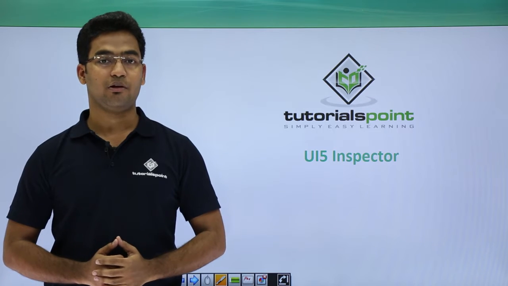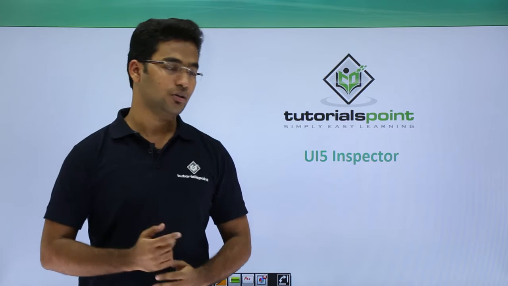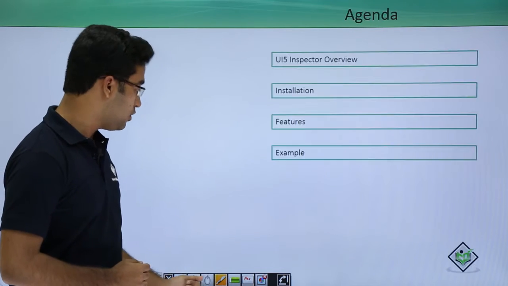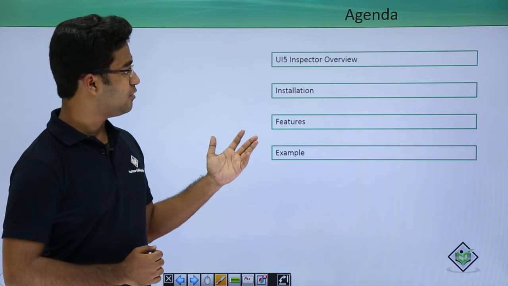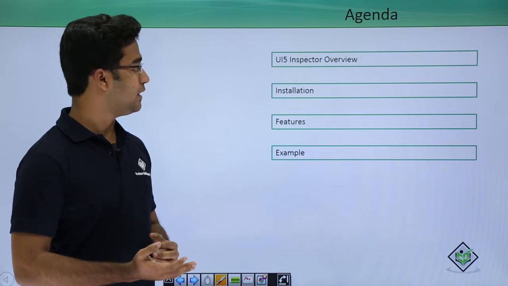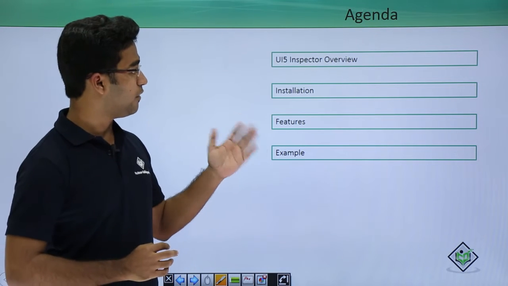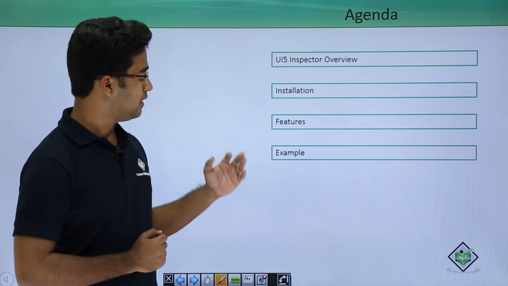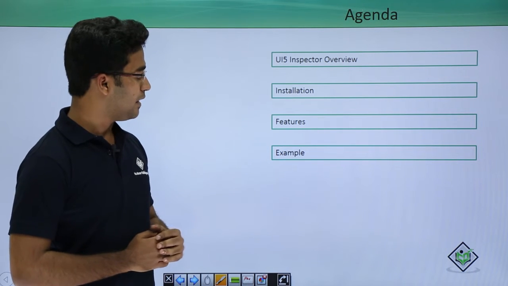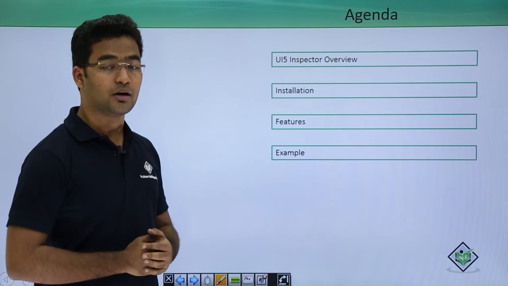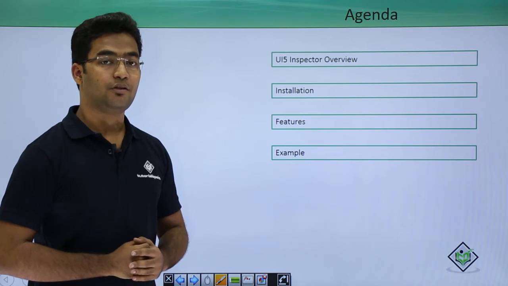So in this session we will be looking at UI5 Inspector provided by Chrome. So this is a plugin that is provided by Chrome. So let us look at the agenda here. What is UI5 Inspector? We will have an overview of that, and then we will see how to download and install this UI5 Inspector plugin, and then we will see what the features of this UI5 Inspector are, and at last we will conclude our session by giving a simple example of UI5 Inspector.